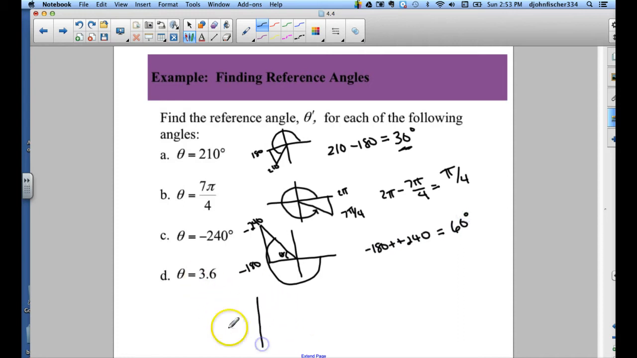3.6 radians. Well, we know that pi is here, which is 3.14. So 3.6 has to be over here, and my reference angle is down here. So we're going to take 3.6 minus 3.14. We're going to get 0.46 as my reference angle.